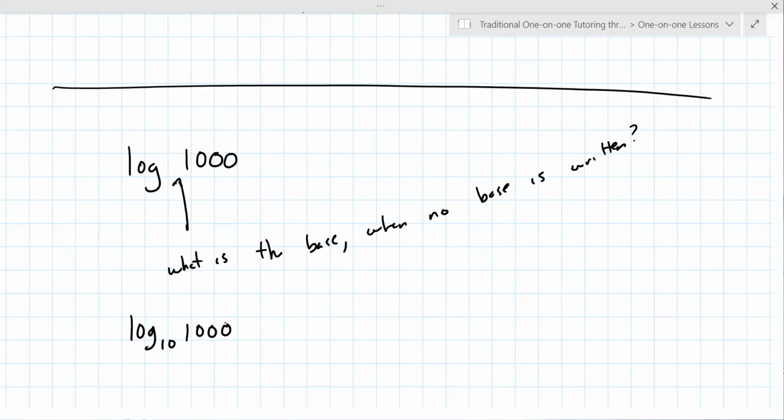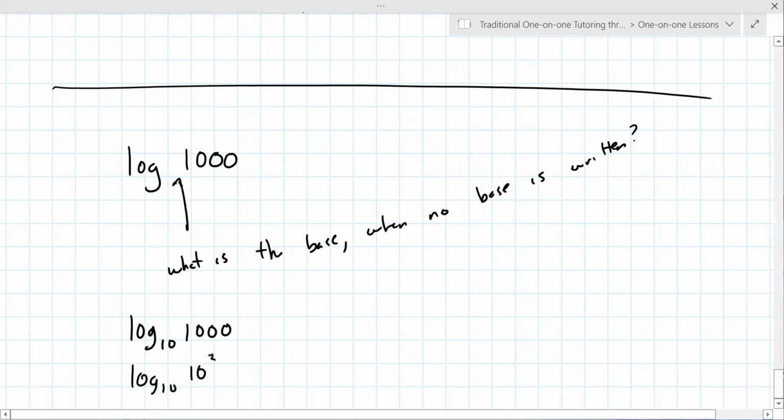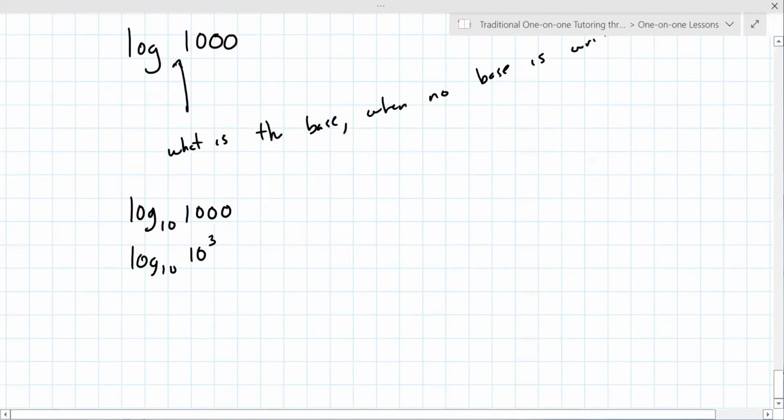Now, how do you simplify this? Yeah, go ahead. Whenever there's no base, you just assume it's a 10. Yes. And you'll see problems where it's not written. So I want to go through a couple of these, then we'll go to ln and e. This is log base 10, and 1,000 is 10 to the power of 3.